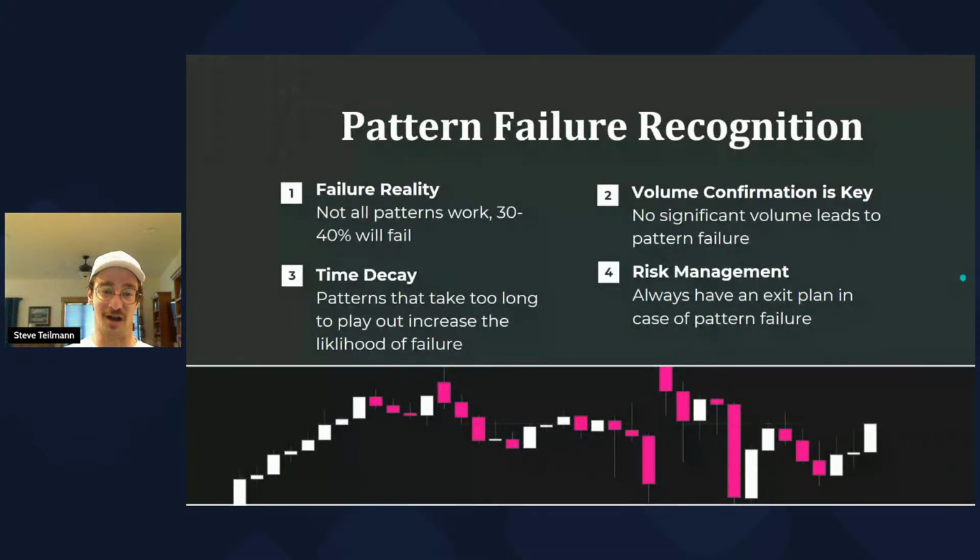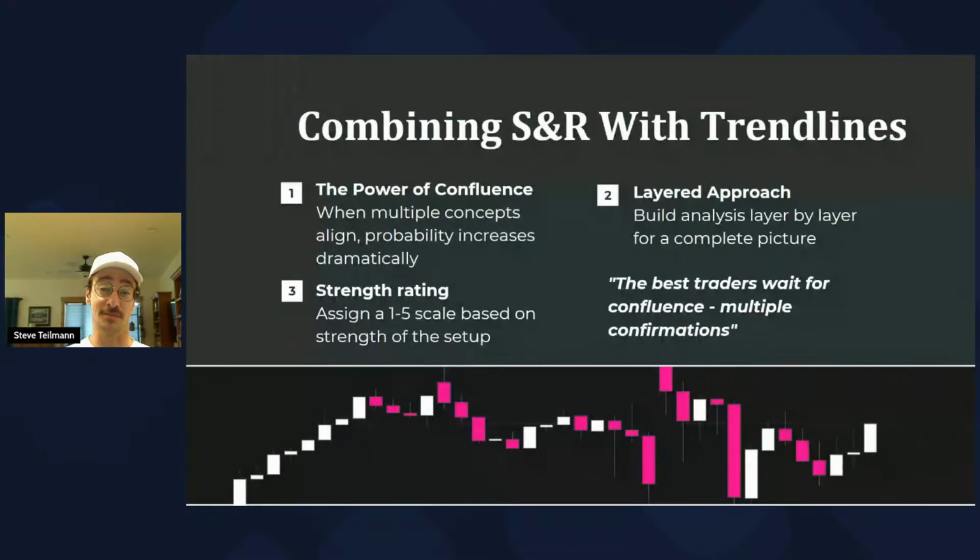Let's get into what we have up next. We have combining these support and resistance factors with trend lines. So pulling these concepts together, we get that high confluence that we're looking for in a trade. So that's the first thing. Remember the power of confluence. When you have multiple concepts aligning, the probability increases dramatically.